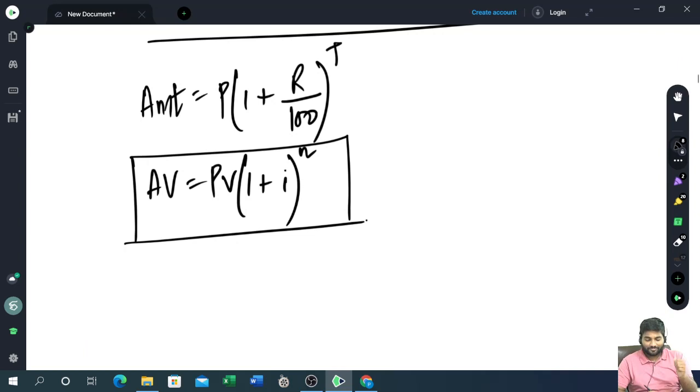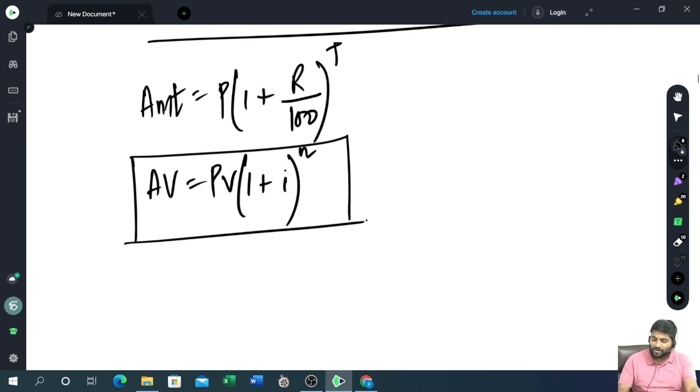Okay. What is the other name for simple interest? What is the other name for simple interest? Commercial rate of interest. If they say only interest, it is compound interest. Okay. And what is the other name for compound interest? It is effective rate of interest.